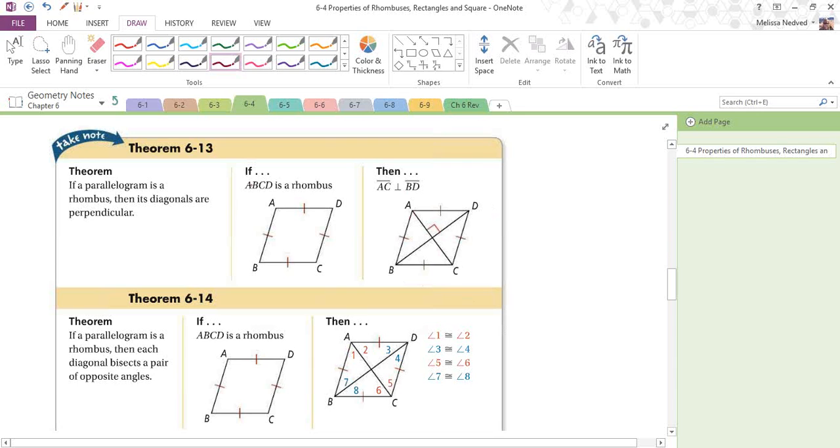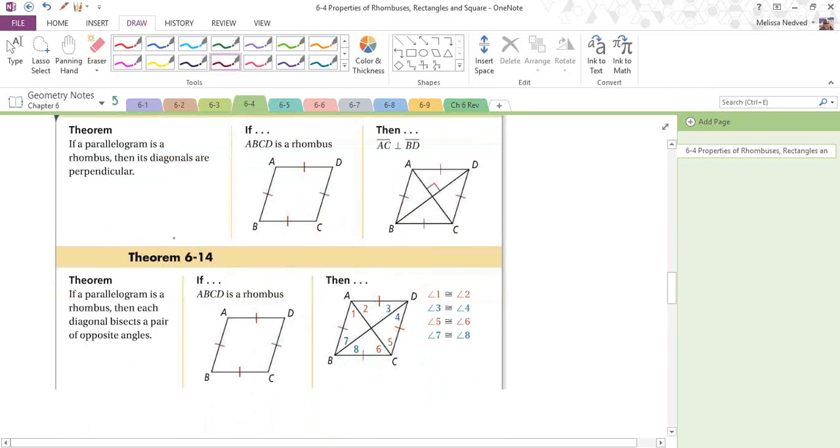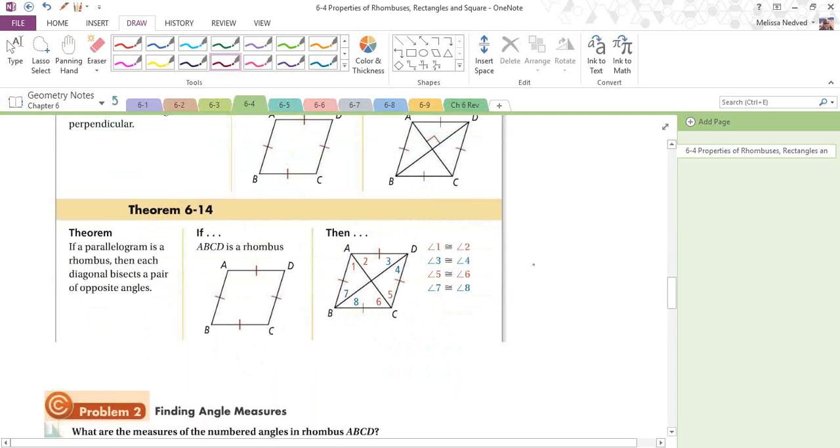One thing I do want to make note of, and you can see it here in this picture, notice my diagonals are not congruent here. AC is not the same length as BD. It's longer from B to D than it is from A to C. Just keep that in the back of your mind. Now, the other thing we know to be true about the diagonals of a rhombus is that if a parallelogram is a rhombus, then each diagonal bisects a pair of opposite angles, meaning each diagonal becomes an angle bisector.